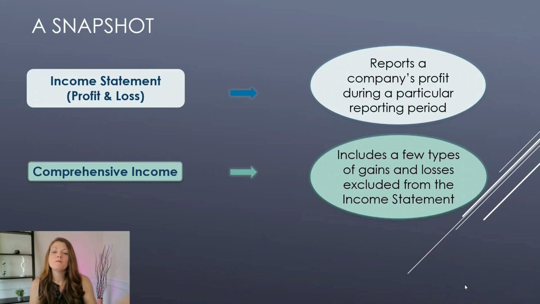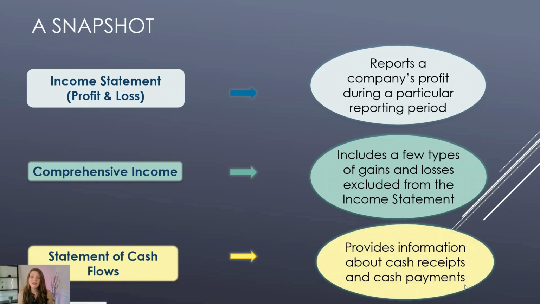Then when we get to comprehensive income, it's not only going to show the amount of revenue minus expenses, but it's also going to include some other gains and losses. So we're going to dig into what the difference is between the income statement and the comprehensive income statement and see how those differ in the second video.